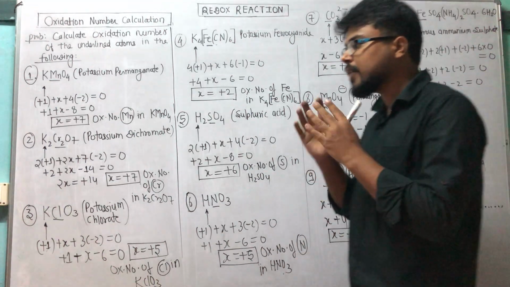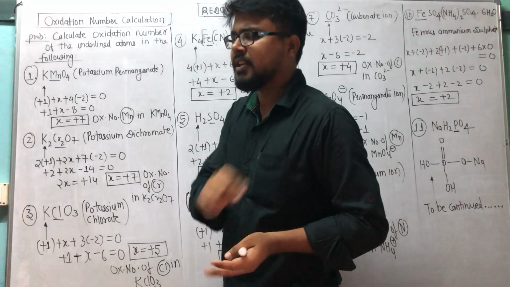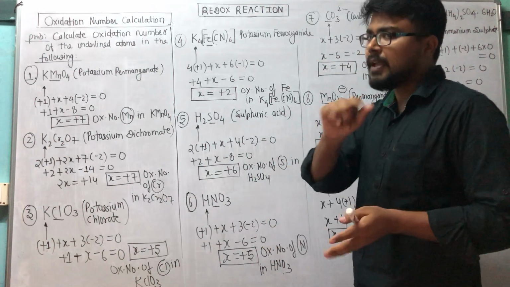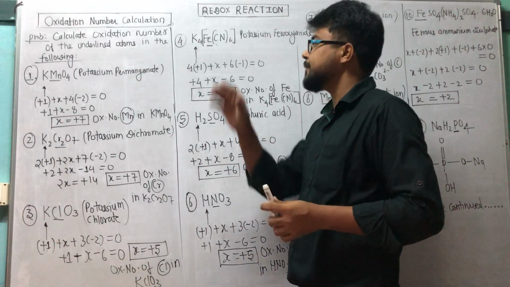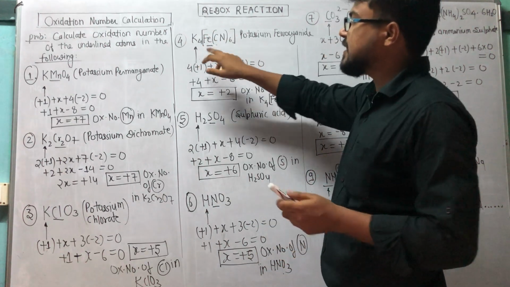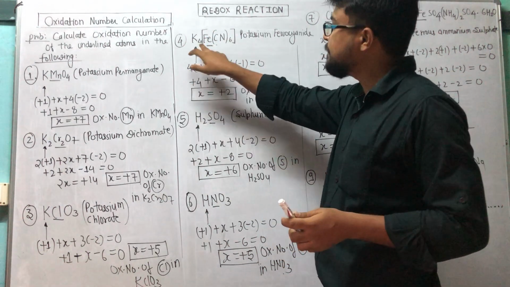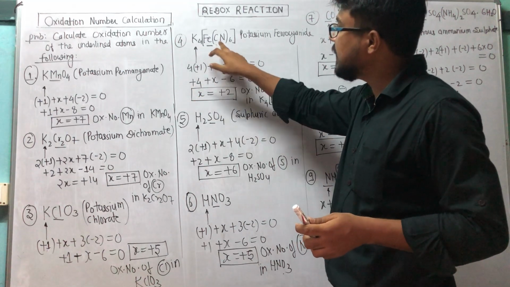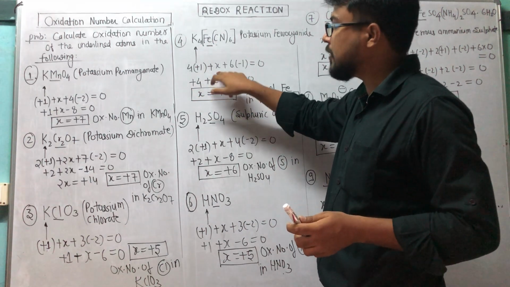So students, oxidation number of alkali metal is fixed. It is +1. Alkaline earth metal, it will be how much? It will be +2. Correct? So next, some bracket concept. K4 Fe(CN)6. 4 outside, +1 alkali metal. X, Fe I have to calculate.